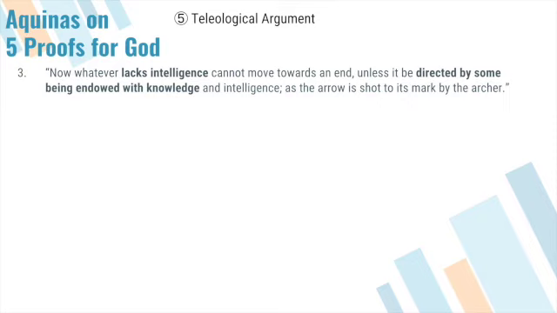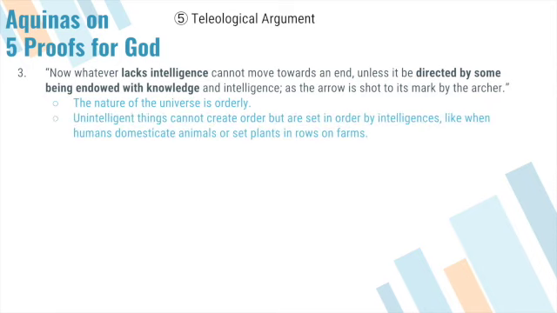"Now, whatever lacks intelligence cannot move towards an end unless it be directed by some being endowed with knowledge and intelligence, as the arrow is shot to its mark by the archer." So that's to say that order implies design, and design implies an intelligence, something intelligent, rationality, logic. Something has to set things in logical order. The nature of the universe is orderly. Unintelligent things cannot create order. They can't create order themselves.